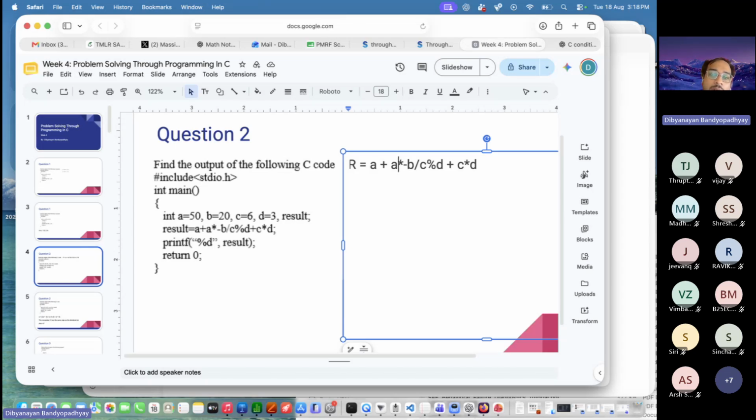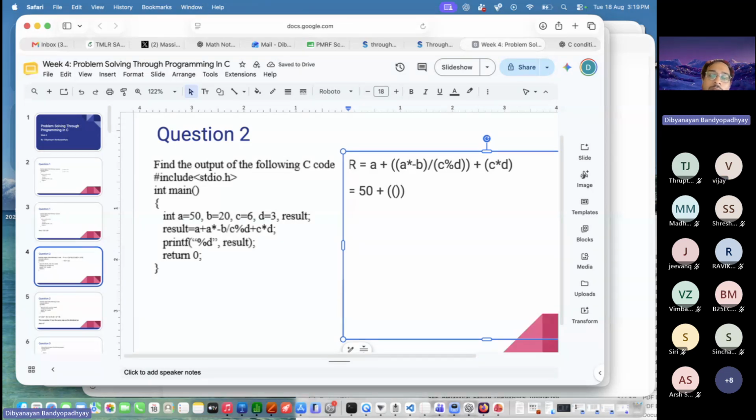And what is the precedence order? If you see this first, this operation you can perform, then this, and then actually the whole thing. So this is the order in which they should be performed. So let's see what is happening. Now let's perform this operation, A into minus B.